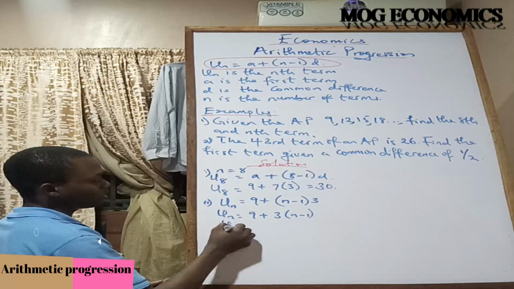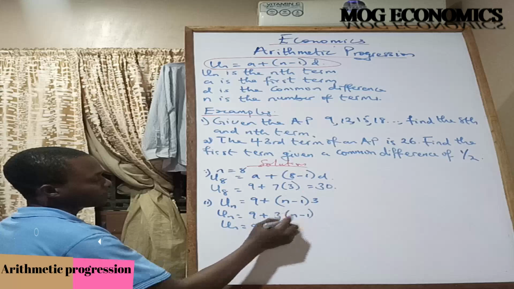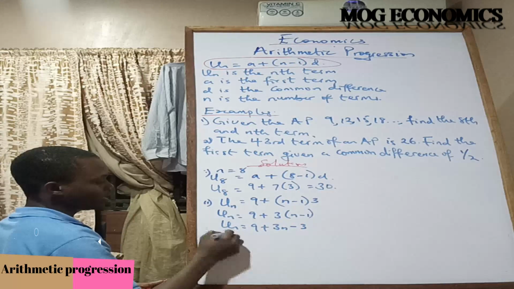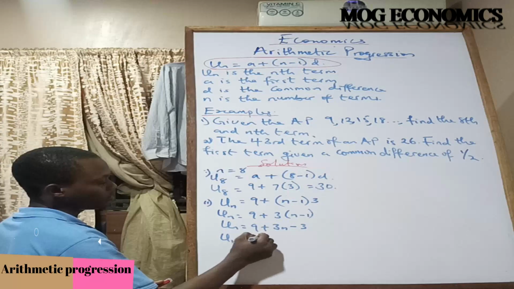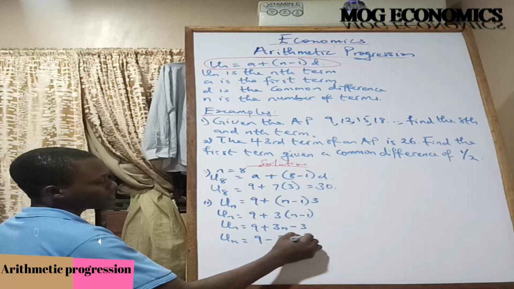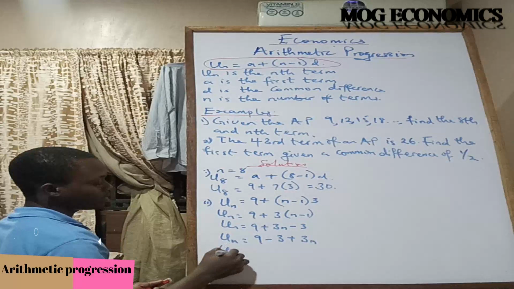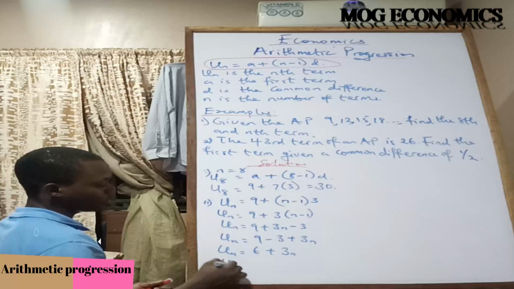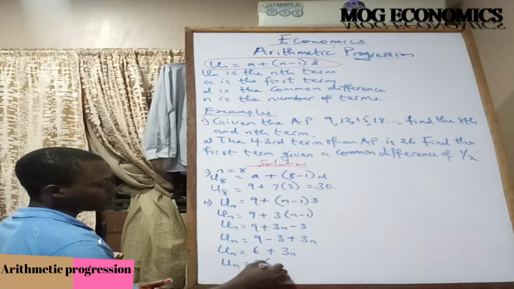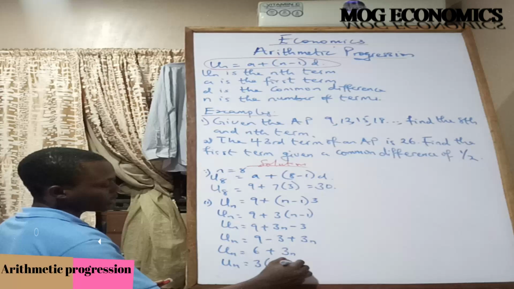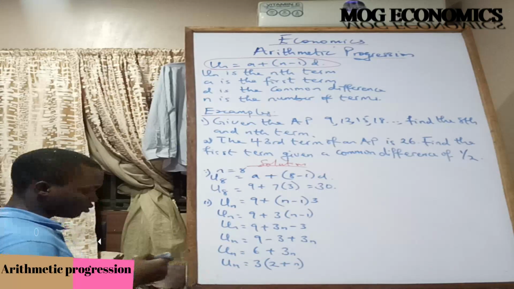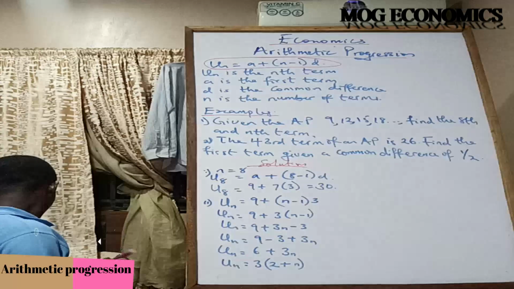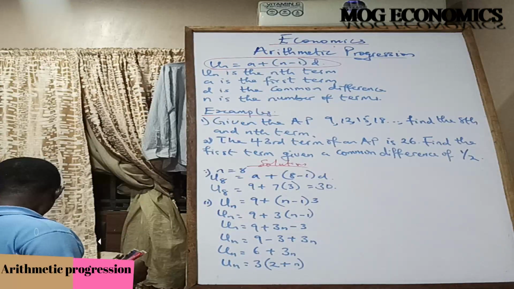So we can still continue here. 9 plus 3 times n is 3n. 3 times minus 1 is minus 3. So our nth term equals 9 minus 3 plus 3n, and I'm just collecting like terms. And our nth term is 6 plus 3n, which could also be written as 3 into brackets 2 plus n. So that's our nth term. So we are done with that question. Since we're not given the nth term, this is just what you do. That's how you leave your answer.